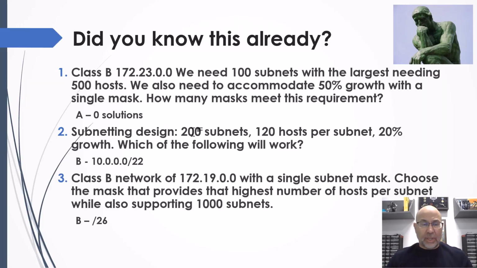So question number 3, the class B network of 172.19. So again, a class B with a single subnet mask. So everybody's going to use the same mask again. Choose the mask that provides the highest number of hosts per subnet while supporting 1,000 subnets. 1,000 subnets. This is a big number, but we can do this. So it turns out the slash 26 will do it for us, but let's see why that is.